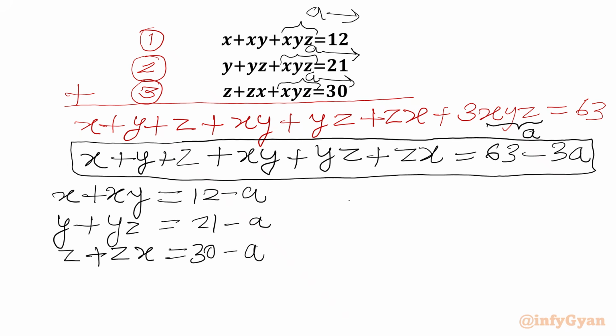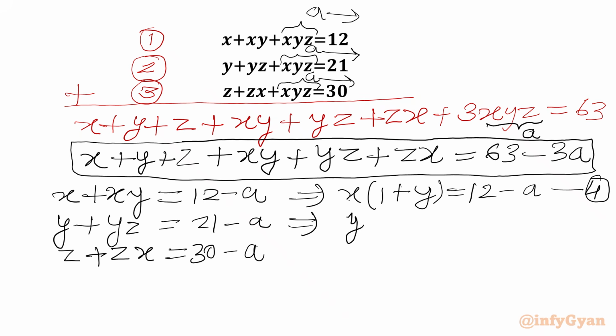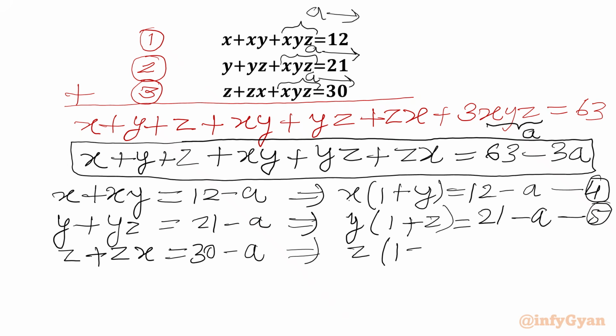We can take x common and we'll be writing x times 1 plus y equal to 12 minus a. Assume this is our fourth equation. From here we'll be getting y is common, so in the bracket 1 plus z equal to 21 minus a. Let's say this is fifth equation. And from this equation we'll be getting z times 1 plus x equal to 30 minus a. Assume this is sixth equation.